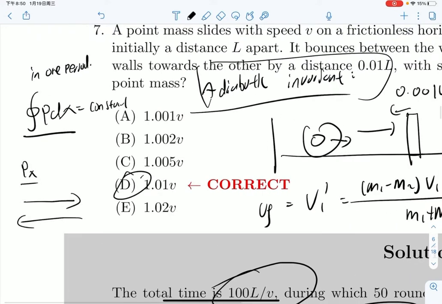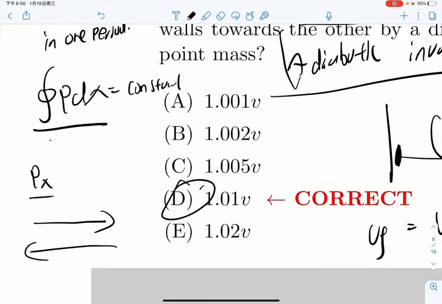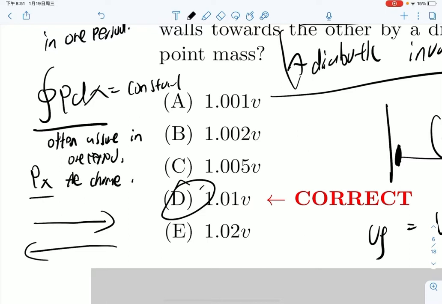And we often assume that in one period, the change in x is negligible.